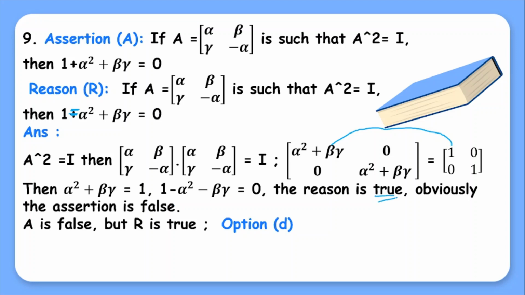Here they told 1 plus alpha square plus beta gamma equal to 0. But if you transpose these terms to the right side, you will get 1 minus alpha square minus beta gamma equal to 0. It will not be plus. It is obviously minus only. So this assertion is false. If the assertion is false, we go for option D.